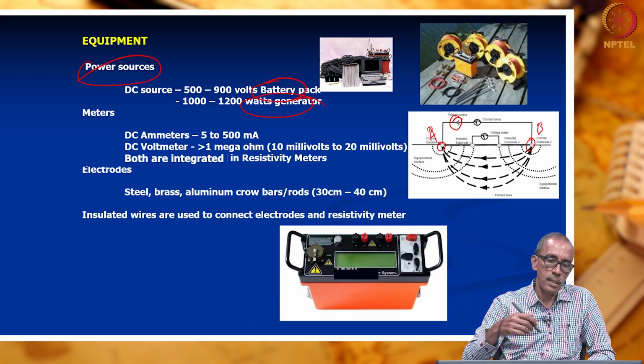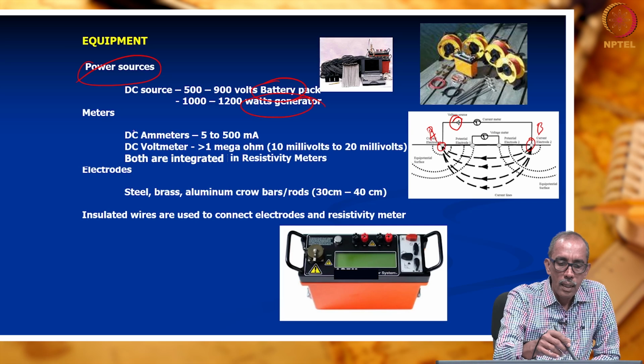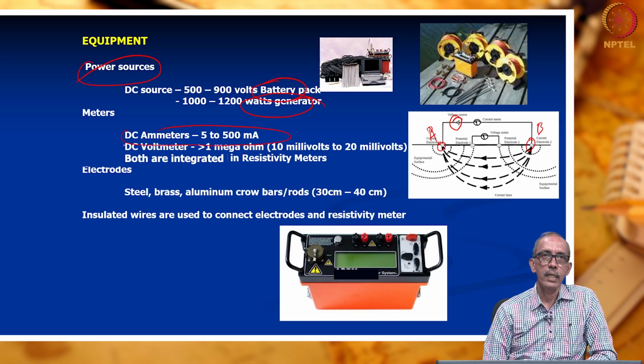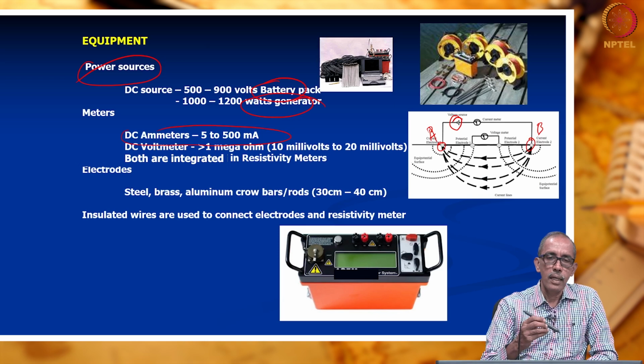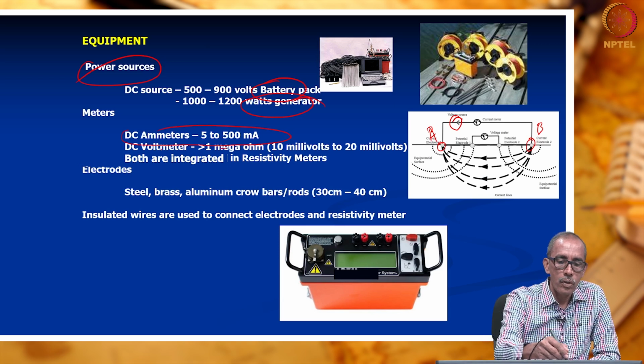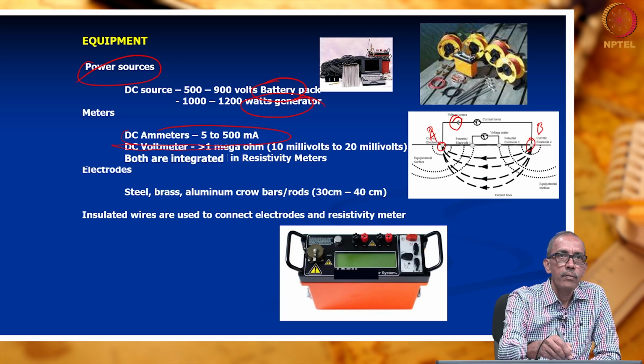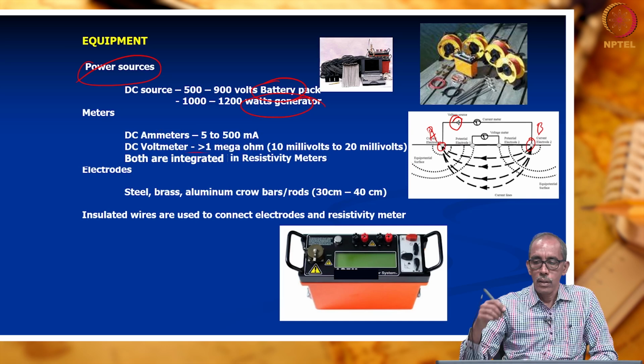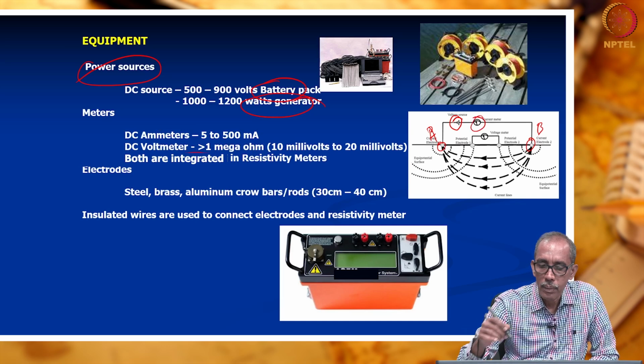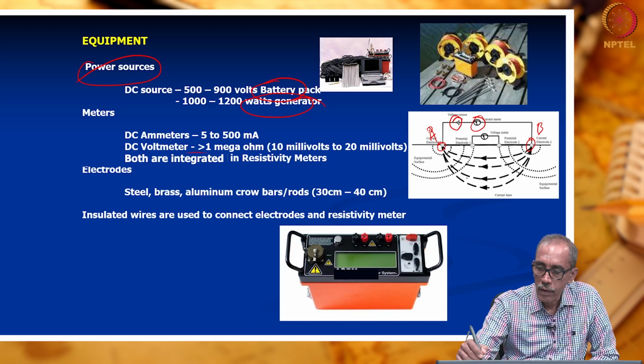Then what else is necessary? We need to measure the current applied, for which we need an ammeter. Then what else do we need? We need to measure the developed potential. We measure the current applied using an ammeter, and the current flows from the battery into the earth. That creates some potential. These are the equipotential lines. This potential has to be measured.